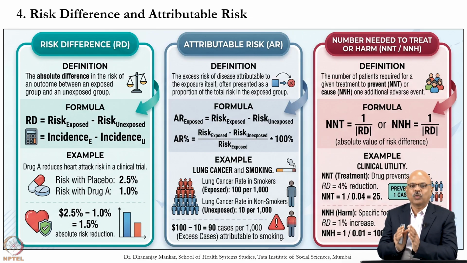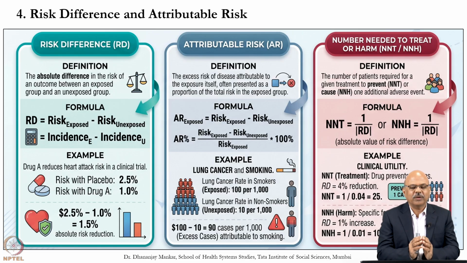Then you can take attributable risk. Attributable risk is the excess risk of disease attributable to an exposure itself, often presented as a proportion of the total risk in the exposed group. Here you may understand that the attributable risk in percentage is the risk in exposed minus the risk in unexposed, multiplied by 100, divided by the risk in exposed. You may see, as an example, lung cancer and smoking.